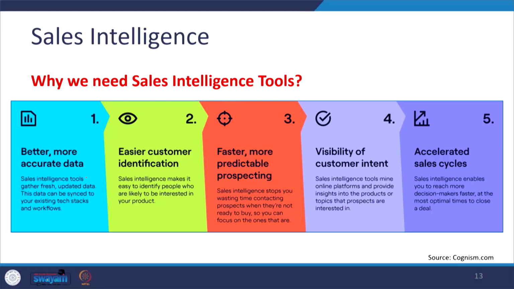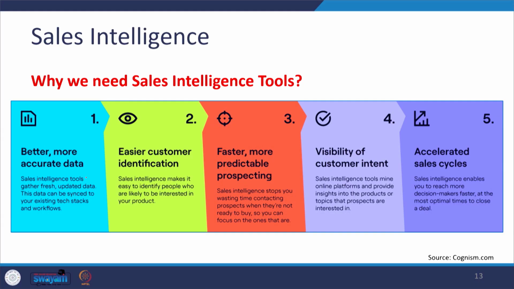So, why do we need sales intelligence tools? First, better and more accurate data. Sales intelligence tools gather fresh updated data. This data can be synced to your existing tech stacks and workflows, right. So, that is the first benefit of using sales intelligence tools. The second benefit is easier customer identification. Sales intelligence makes it easy to identify people who are likely to be interested in your product, right. So, we call them the ideal customer profile, something like that.